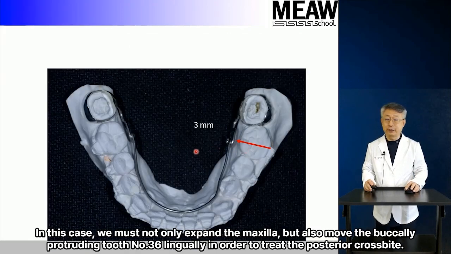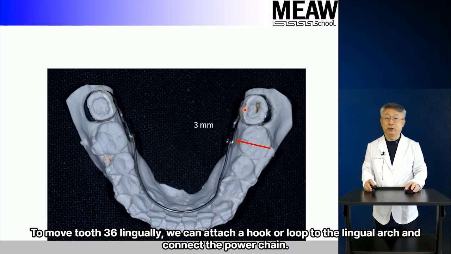In this case, we must not only expand the maxilla, but also move the buccally protruding tooth, number 36, lingually in order to treat the posterior crossbite. To move tooth 36 lingually, we can attach a hook or loop to the lingual arch and connect the power chain.